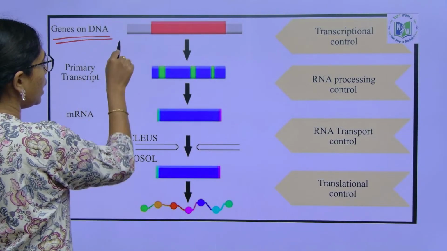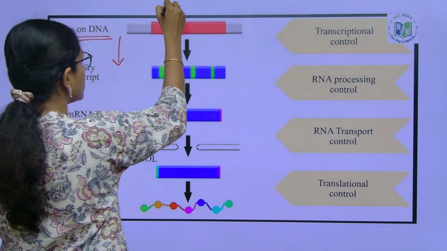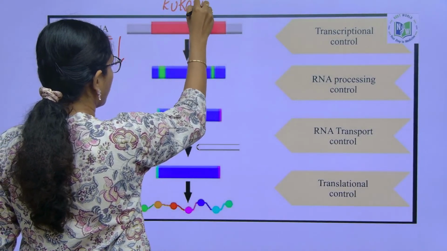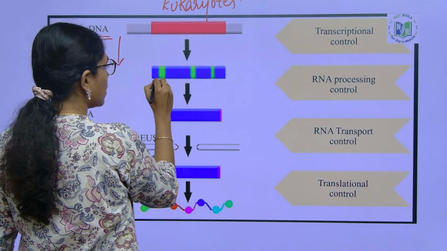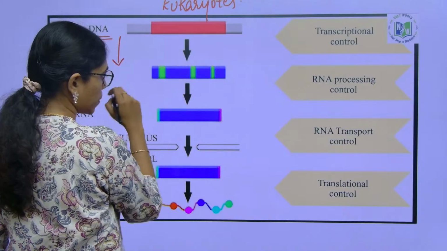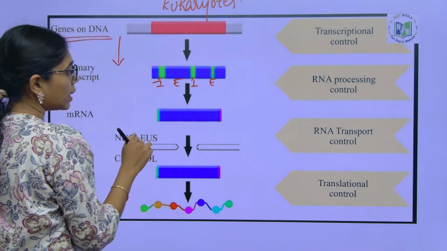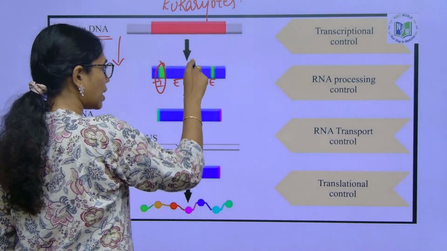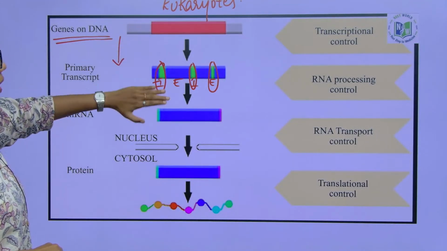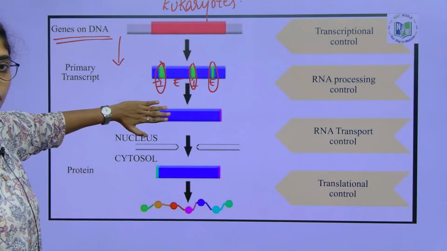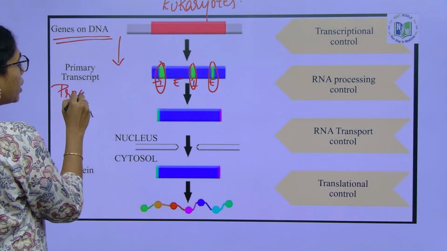First, genes on the DNA at the time of transcription. When the primary transcript is being synthesized in eukaryotes, you can see both intron and exon sequences. These introns are inactive sequences and they should be spliced. So, a gene can be expressed when the primary transcript is being synthesized at the time of transcription, and second, at the processing level.